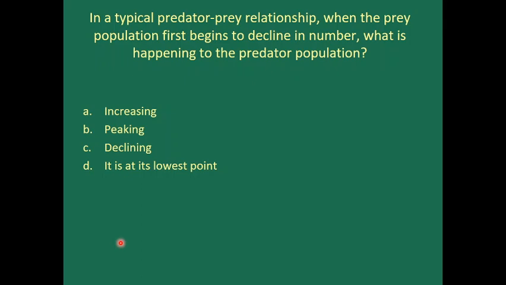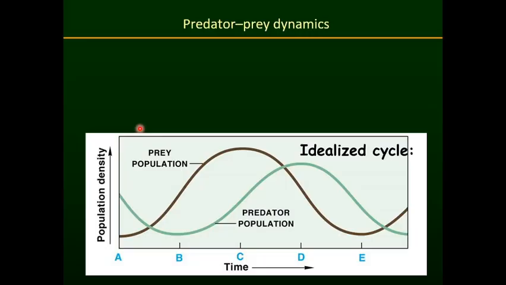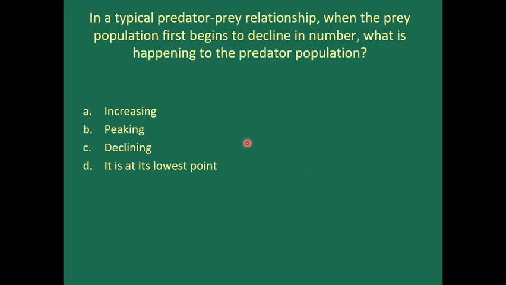Okay, so the question was, when the prey population first begins to decline in number, what is the predator population doing? Well, the correct answer there is that the predator population should be peaking, coming close to peak. And to show that again, as prey population starts to decline, which would be right about here, the predator population is still building, but its population growth rate is slowed down and it's just about to peak. So I would say it's peaking. So the best answer here is B. Okay, hopefully you got that. If not, maybe rewind and watch that section again.